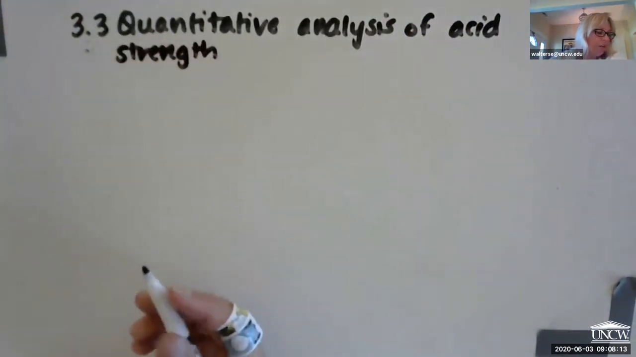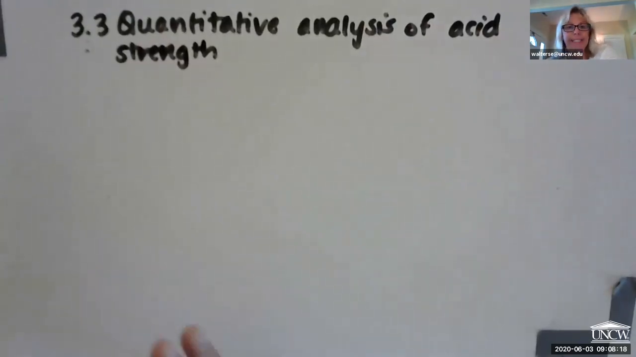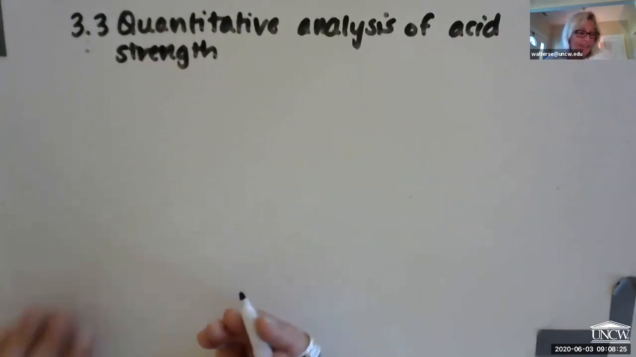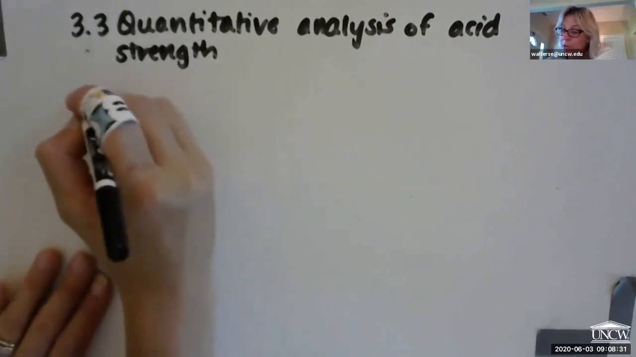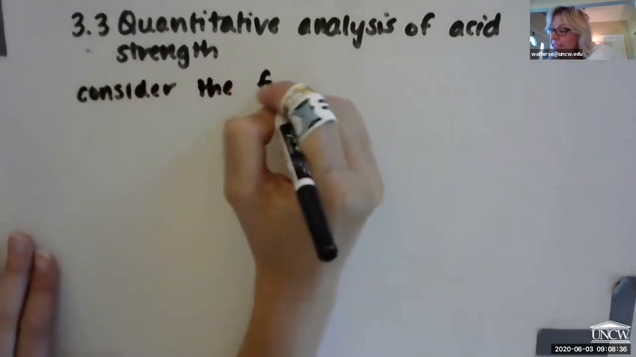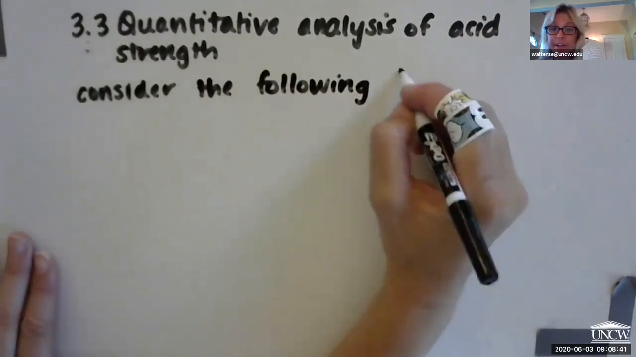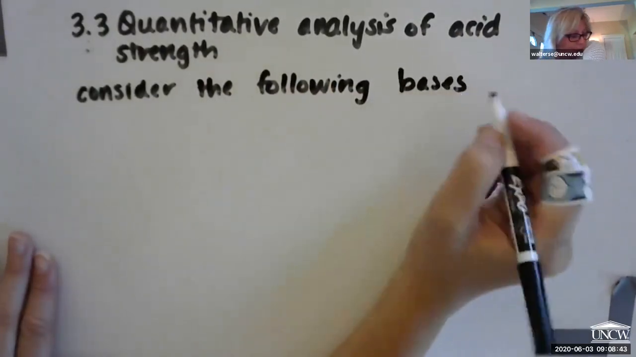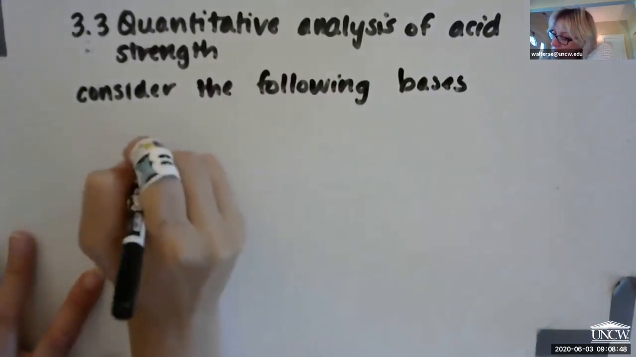Okay. So you may not necessarily be given two acids right off the bat and asked which of them is the stronger acid. What you might be given is a set of conjugate bases. So we'll write here, consider the following conjugate bases. And they may not even be called conjugate bases. They may just say, consider the following bases. Okay. And so we're going to have this one.